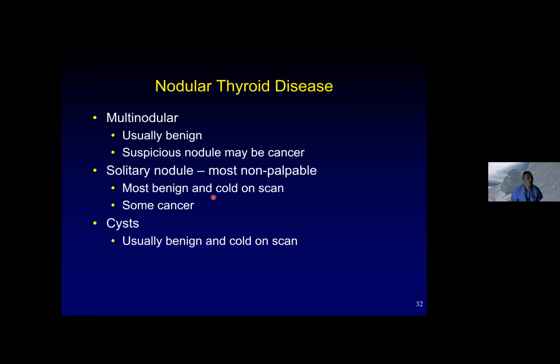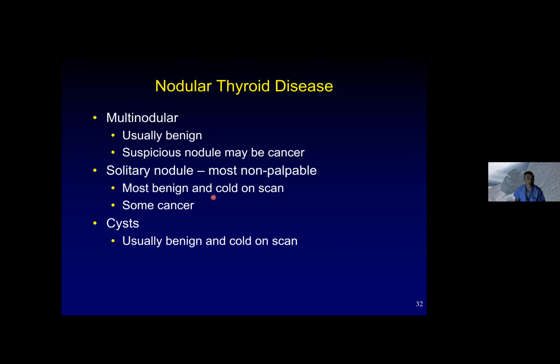Now moving on to nodules of the thyroid. We have different options. You can have a gland that has more than one nodule, which we call multinodular goiter, or glands that have a solitary nodule. Multinodular goiters are usually benign, but you may have a suspicious nodule in there that can be cancerous. So cancer cannot be ruled out simply because you have multiple nodules.